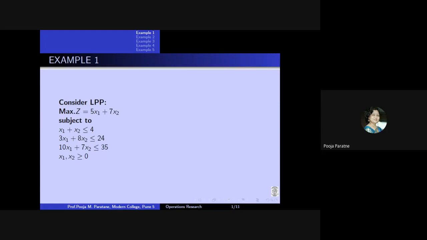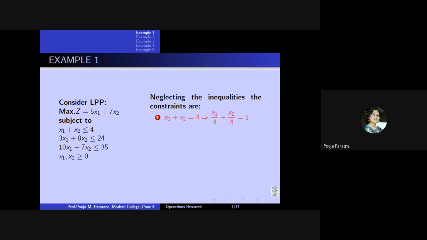As per the first step, we will consider all these constraints as equations. So we neglect all the inequalities in these constraints and consider them as equations, and simultaneously we will write them in the intercept form. The first constraint is x1 + x2 is less than or equal to 4. Neglecting the inequality, that will be the equation x1 + x2 = 4, and in the intercept form we can write it as x1/4 + x2/4 = 1.